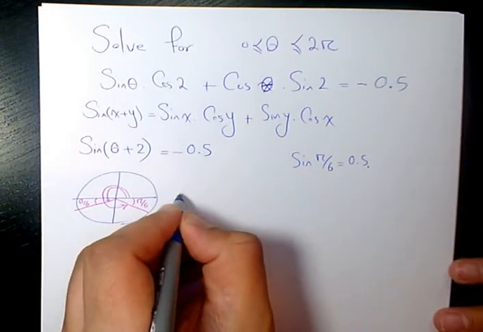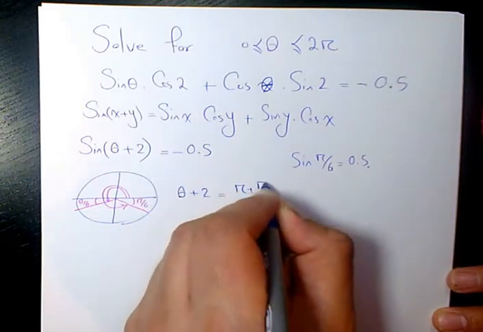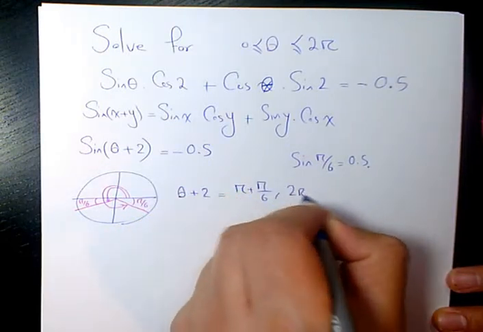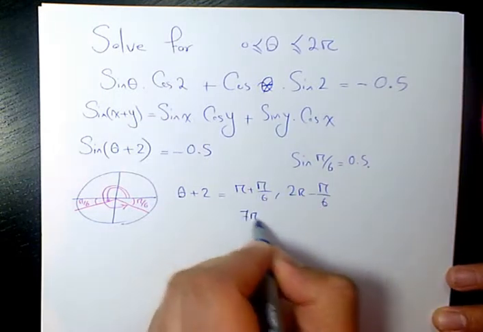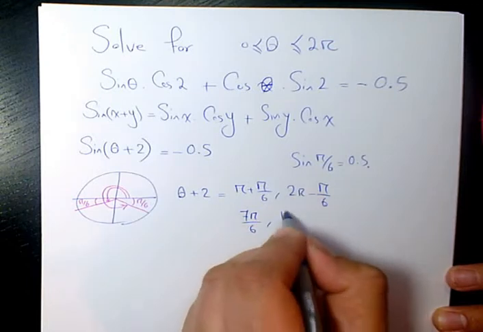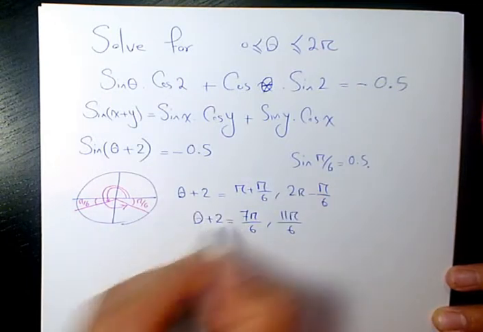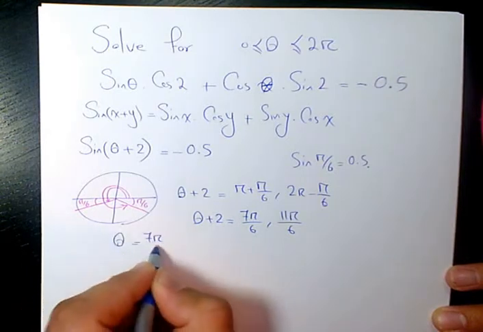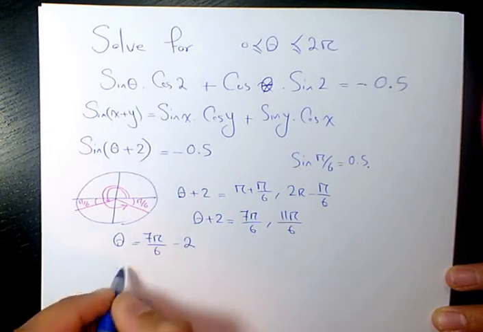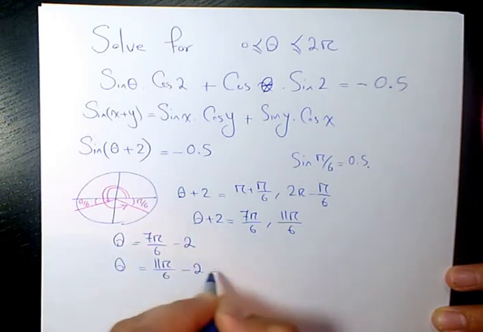So theta plus 2 is going to be pi plus pi over 6, and the other one is 2 pi minus pi over 6. So that's 7 pi over 6, and here 11 pi over 6. So theta equals 7 pi over 6 minus 2 and 11 pi over 6 minus 2.